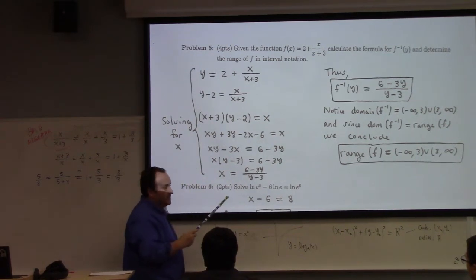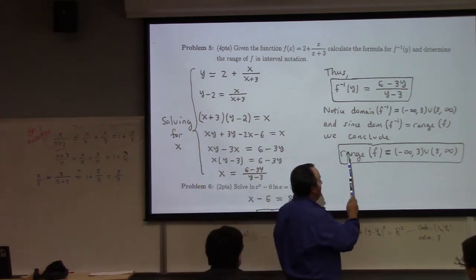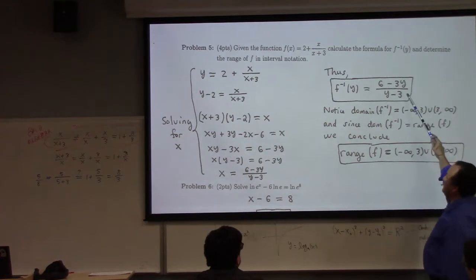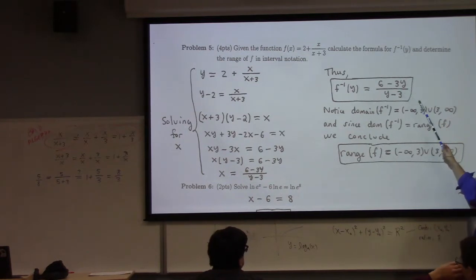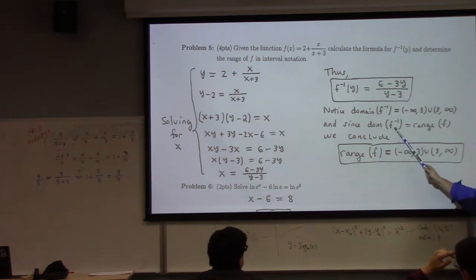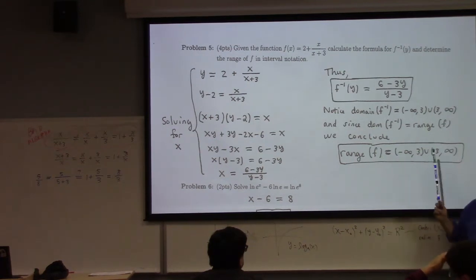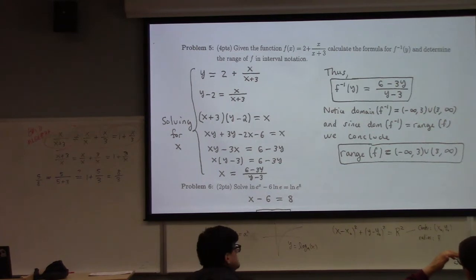Now, the domain of the inverse function is the values for the variable that make sense for the formula, right? So everything makes sense here except for 3. So the domain for the inverse function is everything except for 3. But remember, the domain for the inverse function is the range for the function, so that tells us the range for the function is everything except for 3. This is a little bit of a sneaky idea, but there it is. We don't actually have to graph the function to find the range if we found the formula for the inverse, because you can see the domain just from looking at the formula.